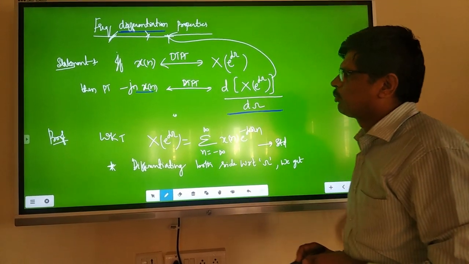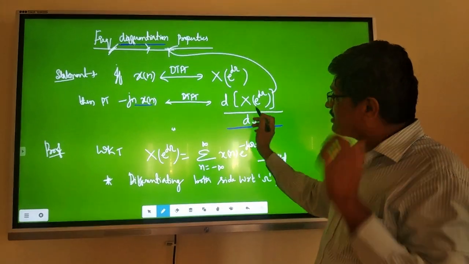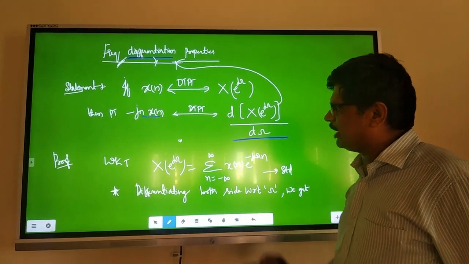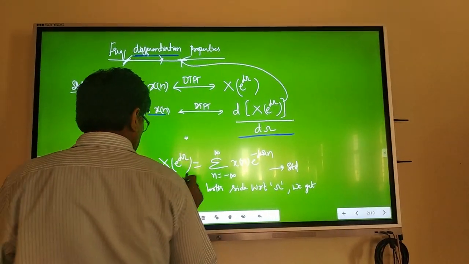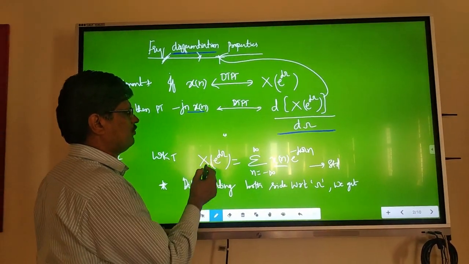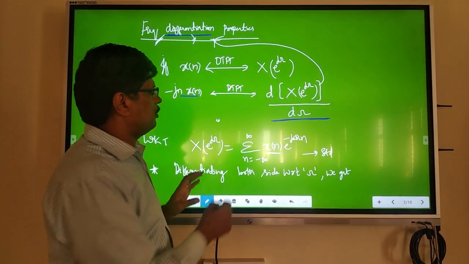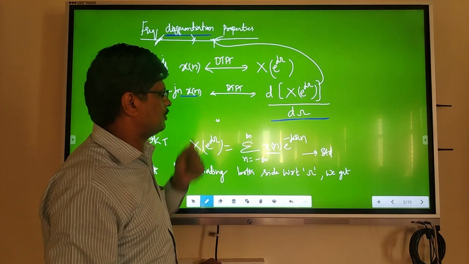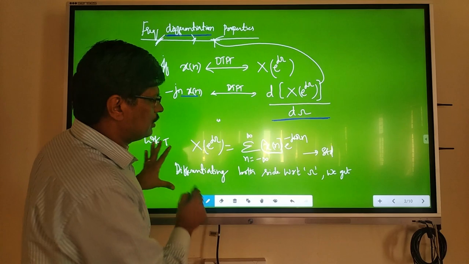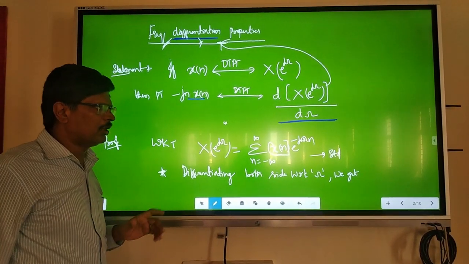Now let us see how to prove it. The proof is very simple and straightforward. See the RHS and the LHS, and prove accordingly. You know the standard expression: for the input x(n), the time domain signal, in the frequency domain it is written as X(e^{jω}) equal to the summation from n equals minus infinity to plus infinity of x(n) e^{-jωn}. This is the standard equation to take a sequence from the time domain to the frequency domain.